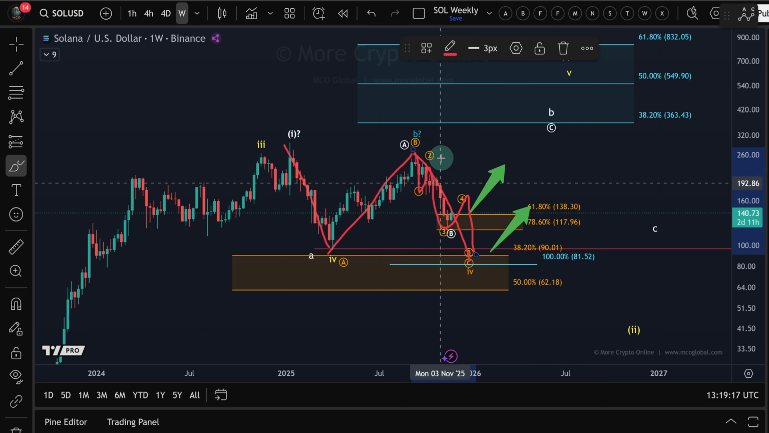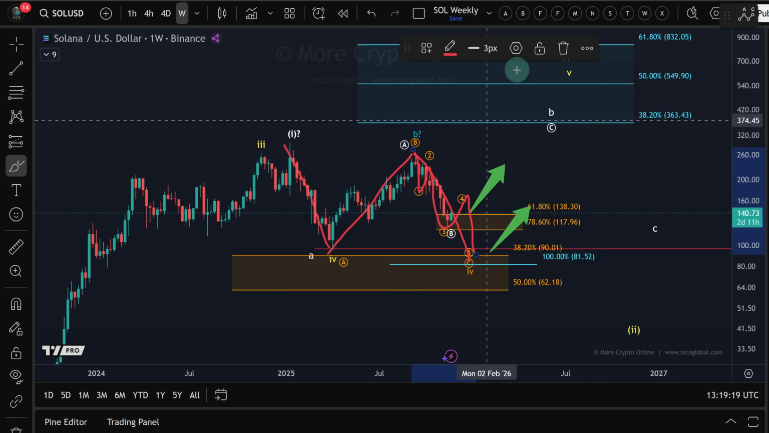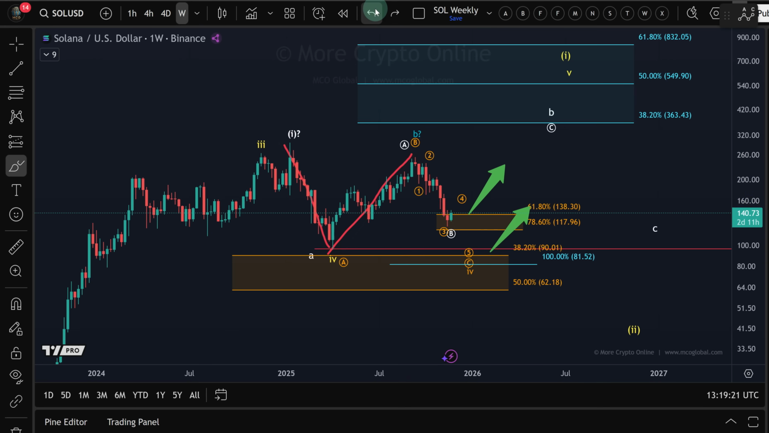And also, if the move to the upside remains below a resistance area, that keeps the orange scenario for one more low alive. So I think the next couple of weeks will be very important because that resistance area could be tested, and you will see it on the smaller time frame. I will share it with you in a minute.